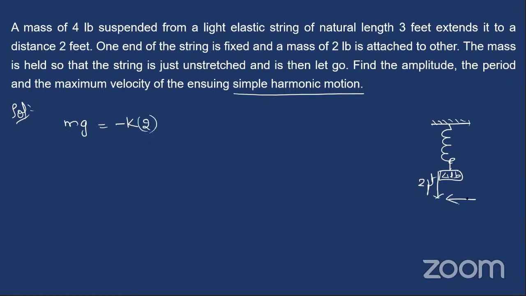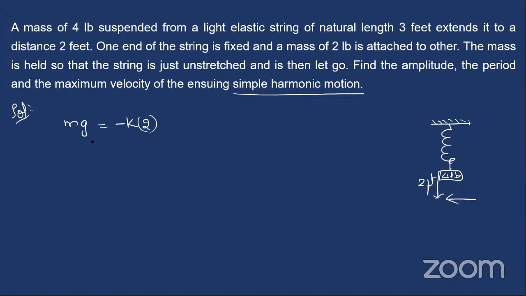So in this system, when you equate the forces acting on it, one is the force due to gravitation, which is equal to m into g, and the other is the restoring force which acts due to the spring. The restoring force is equal to k into the displacement x. When we add this much mass, the displacement you get is 2 feet.